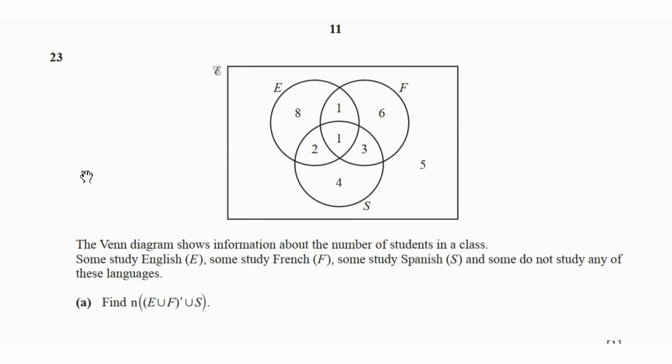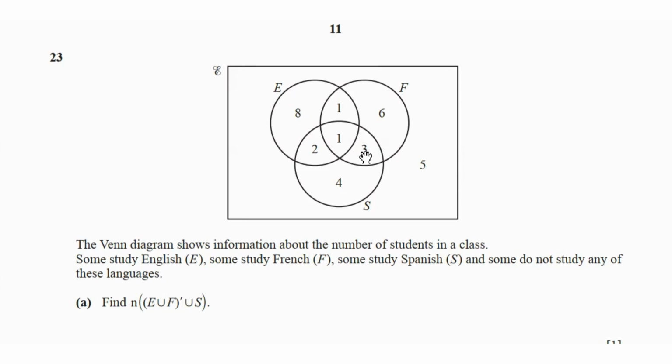Question 23 says the Venn diagram shows information about the number of students in a class. Some study English, some study French, some study Spanish, and some do not study any of these languages. We have to find the number of (English union F)' complement, then union Spanish. So (English union F)' is everything that's outside of English and French. So that is 4 and 5.